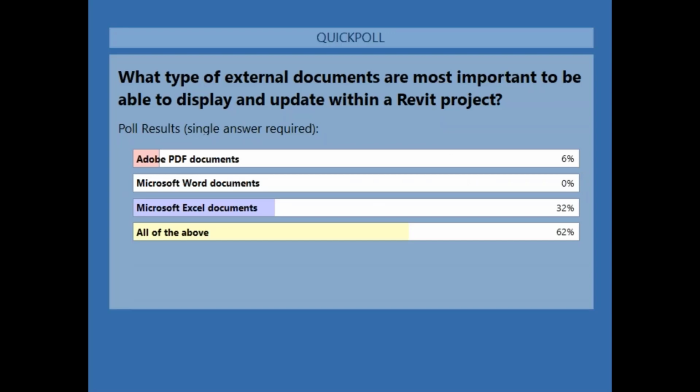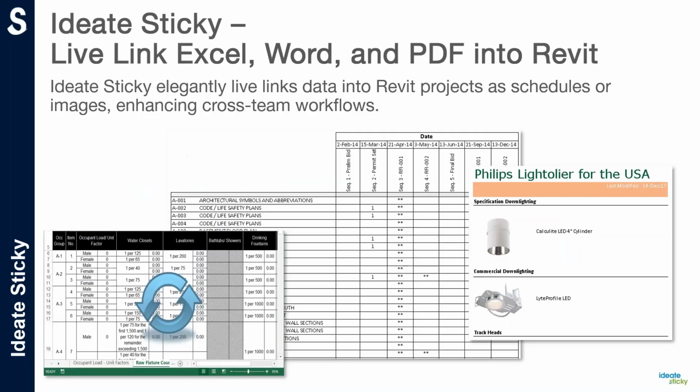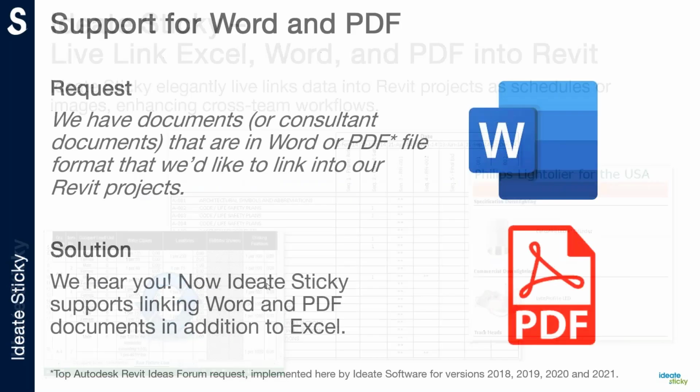So you can see that obviously it sounds like people, I kind of expected that, all of the above. PDF, I'm surprised that no one actually specifically said Word documents per se, but all of the above kind of encapsulates that. So being able to now not only link in Excel documents, but being able to link in PDF and Word documents is part of our functionality. So let's go ahead and I'm going to hide that and we'll go back to the presentation.